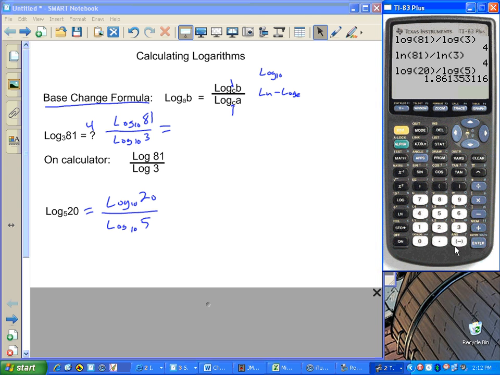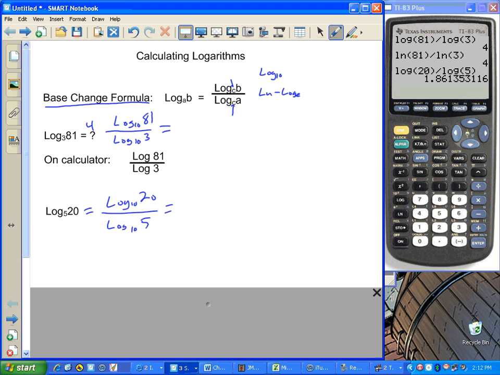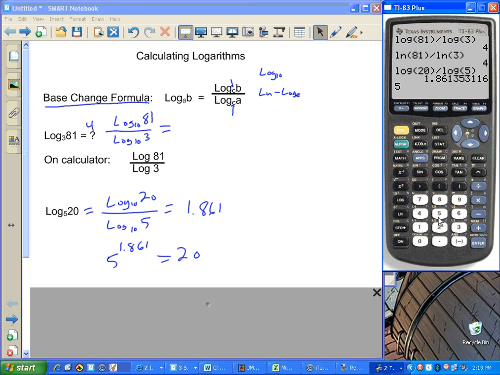I get 1.861 whatever. And remember, that means that if I took 5 and raised it to that power, that should equal 20. I can check that easily on my calculator. I just hit 5, and I want to put that as my power. I'm going to hit second answer, because I want to put the exact value in. I don't want to round it. And I get 20 out. So now I know I did it right.